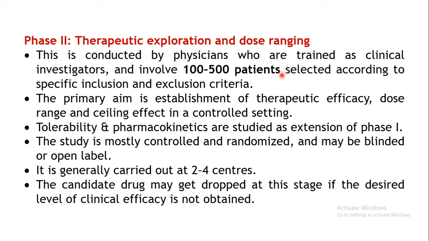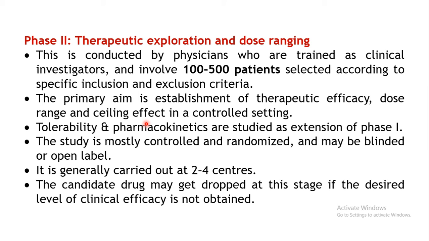Now the main aim of this phase is to find out whether your drug is therapeutically efficacious or not, whether it is showing effectiveness against a particular condition. Suppose it is discovered for lowering the blood glucose level, whether it is actually lowering the blood glucose level or not. So therapeutic efficacy of your drug is tested here, and the dose range in which it shows this effect is also studied, as well as the ceiling effect. What is the maximum dose which shows this particular effect? That is also checked here.